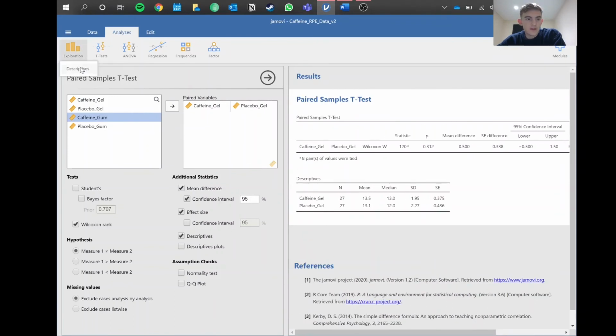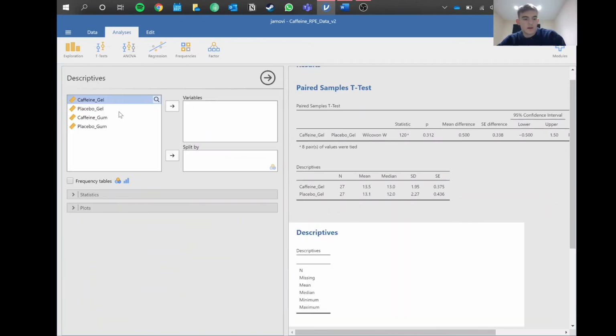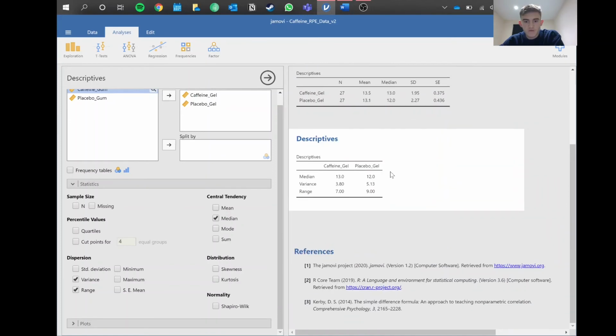The only thing, again, if you want to get more of these descriptives, you can go to exploration and descriptives here. So you go into descriptives, place in your gel things, cross out these N and missing because you don't really need them, and then anything you want. So you got your range, variance, and then just your median. Cool, so we've got that here. We've got our median, variance, and range, so whatever you want to report.